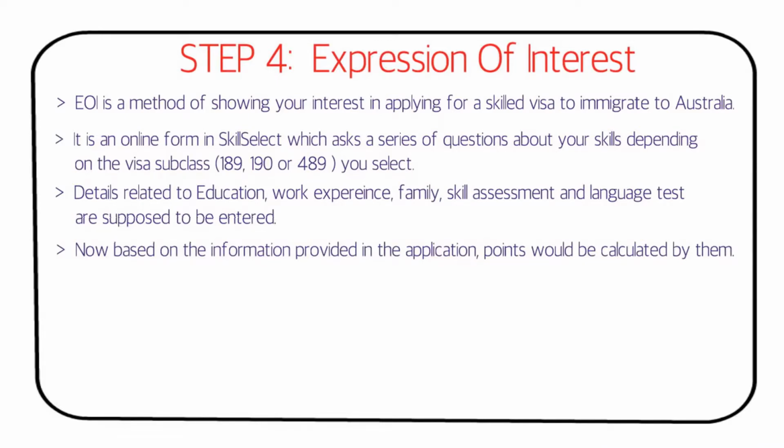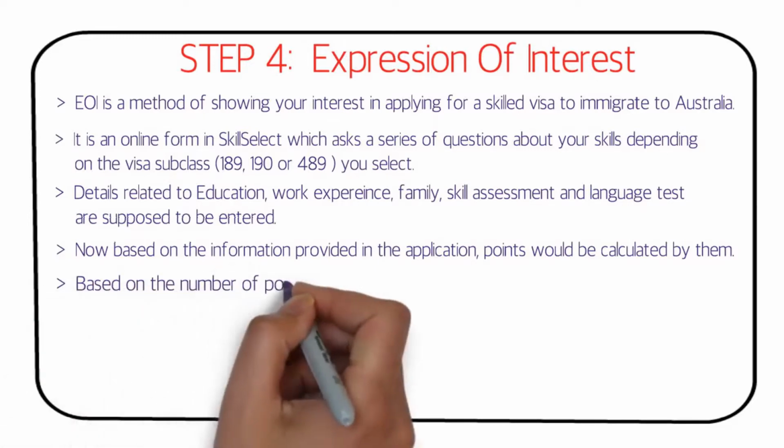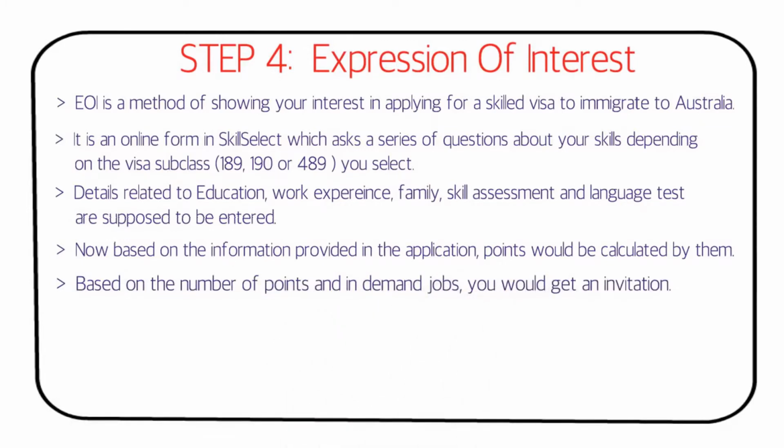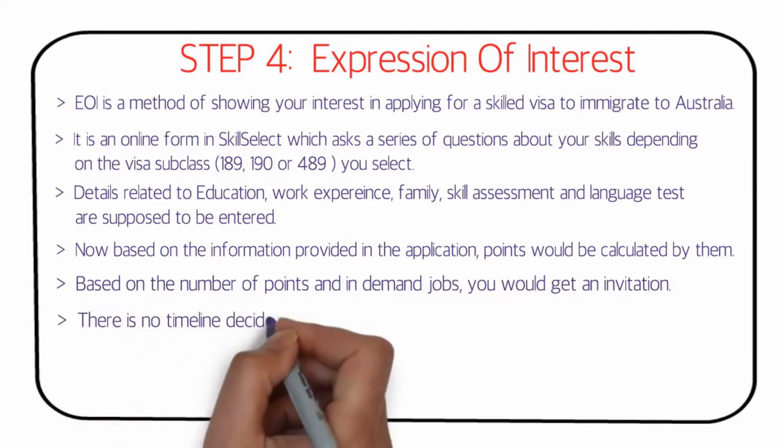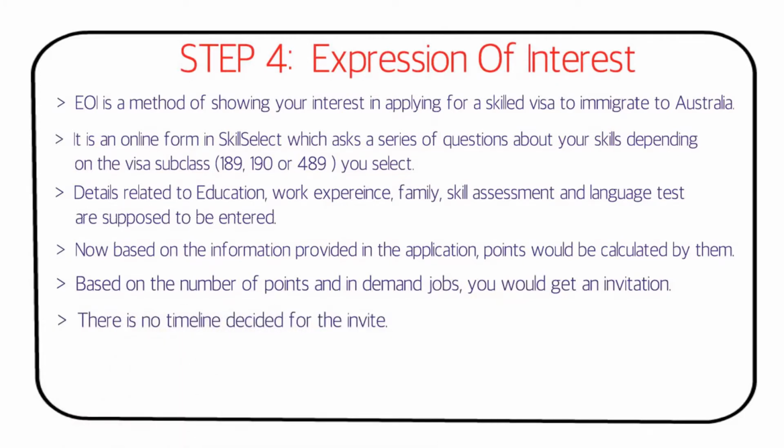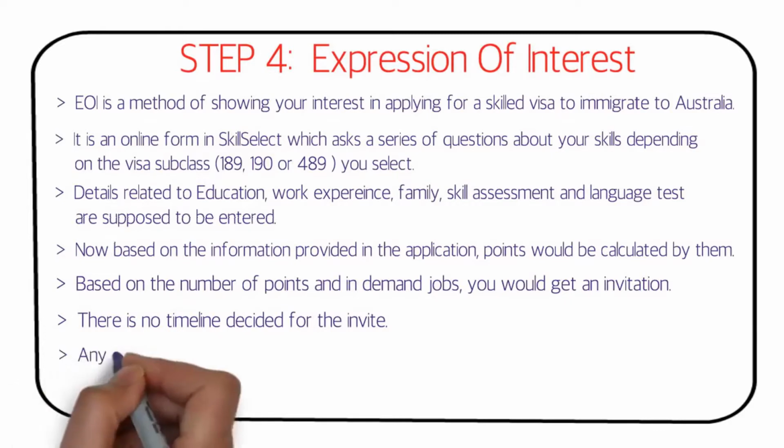Now, based on the information provided in the application, points will be calculated by them. Earlier you calculated your points according to you through the points table. Now they will calculate and assess you. Based on the number of points and in-demand jobs, you will get an invitation. There's no timeline decided for this invite, so someone who has got 75 points has high chances of getting the invite first.